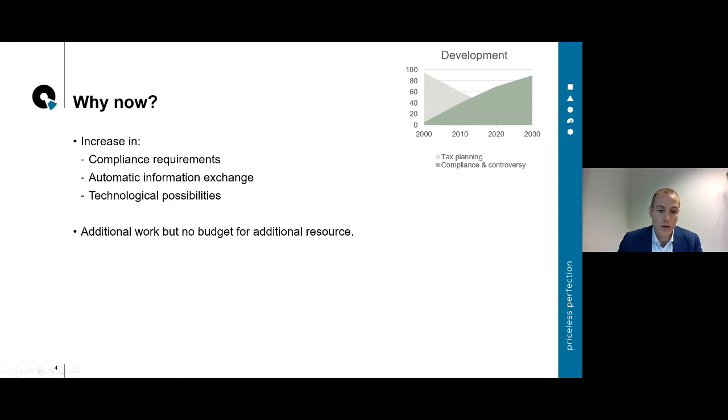Then, as enabler, technology developments have enabled advanced audit selection by tax authorities on the one hand, and on the other hand, of course, also provide the opportunity for taxpayers to improve their compliance and efficiency in the related processes. More internally, we see a lot of pressure on tax managers for which the workload increases each year, but that receive no or limited budget for additional resources.